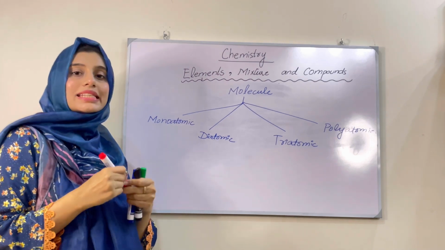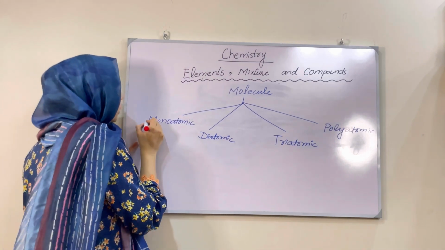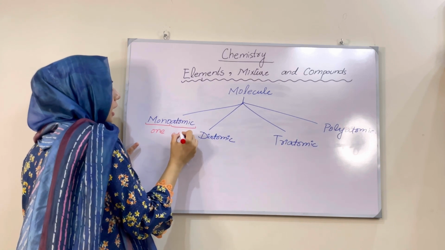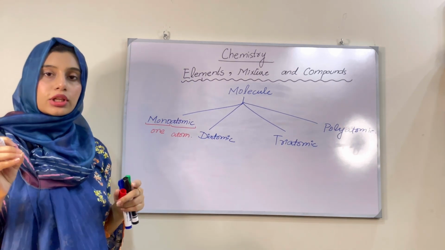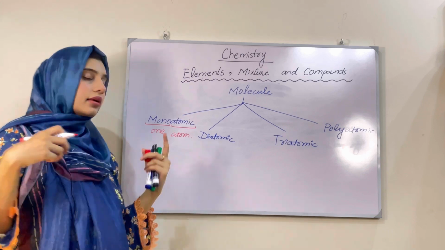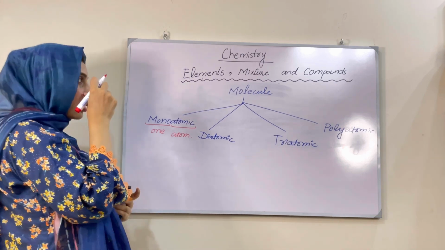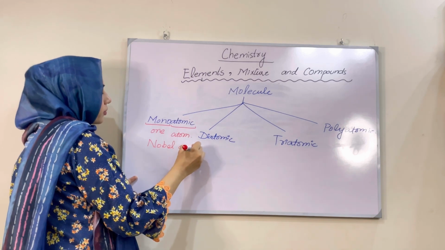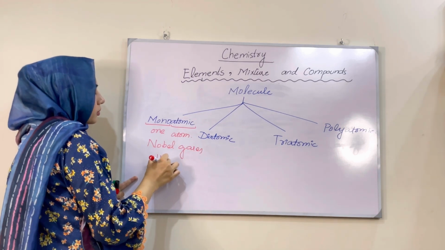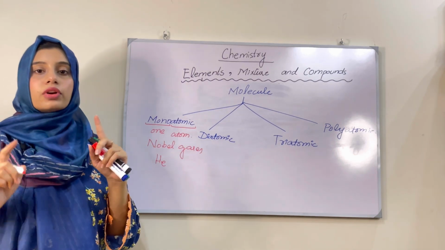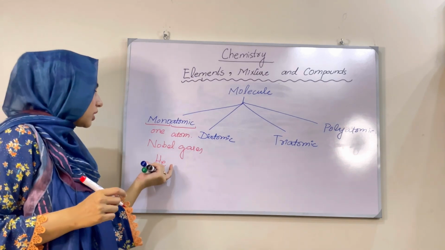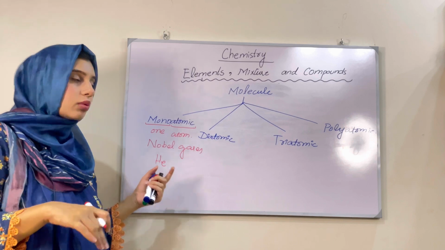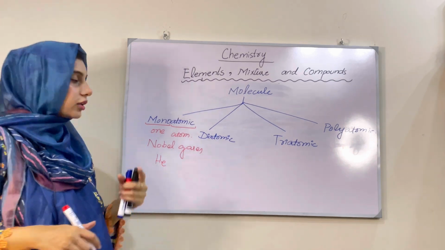So first one is monoatomic. The word mono means one and atomic means atom. So any molecule which has only one atom is known as monoatomic. For example, noble gases. Helium exists in the form of monoatomic. Helium is one atom and it is stable in this form. So it is monoatomic.